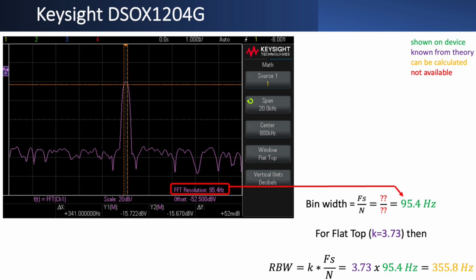Now I will look at the Keysight here, and it's got a bit of information on the screen as well, and that information is called the FFT resolution, and that is actually the bandwidth, which I'm plugging here into my calculation. But where it comes from in terms of sample frequency and the number of FFT points being used, this we don't know. The device doesn't show that.